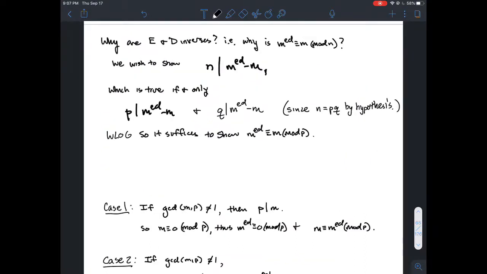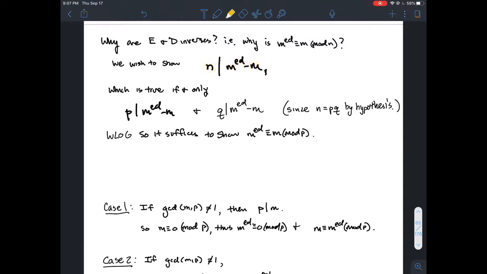Why are these functions e and d inverses of each other? So in other words, why is it true that m raised to the ed power should just be congruent to m modulo n? Now think about this: this congruence is equivalent to this divisibility statement. In order to show this congruence, I wish to show that n divides m to the ed minus m. n divides their difference, right? We know that from like a proofs class, say. Now notice though that if n divides this difference, then any prime in the prime factorization of n would have to divide that difference too.